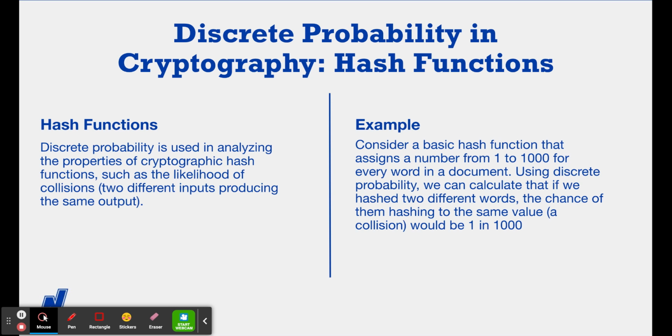In real cryptographic hash functions, collisions are when two inputs produce the same hash value. So we aim to minimize the probability of collisions because they can lead to security vulnerabilities.